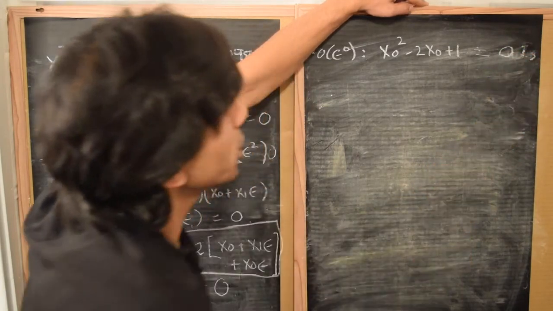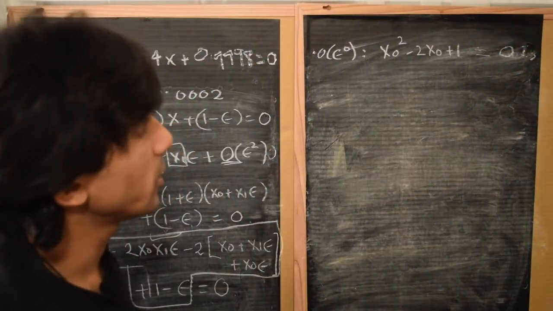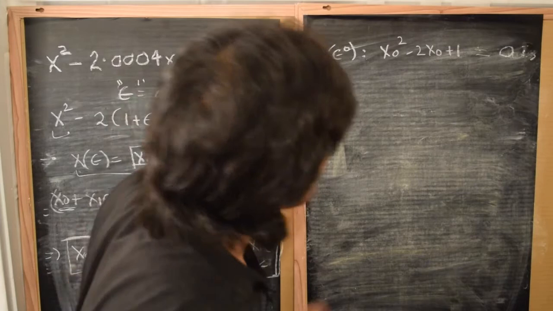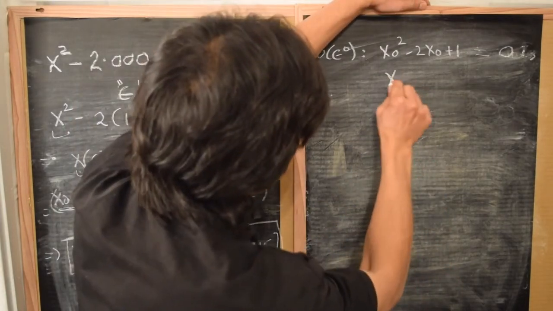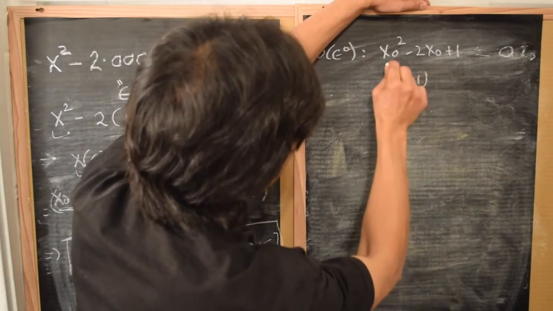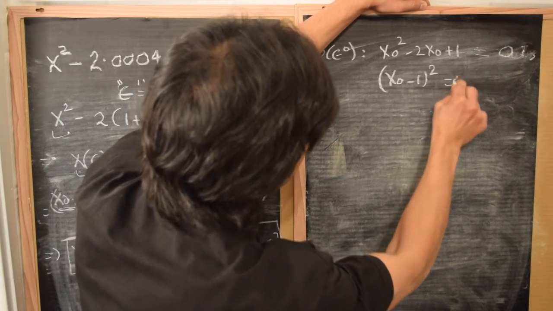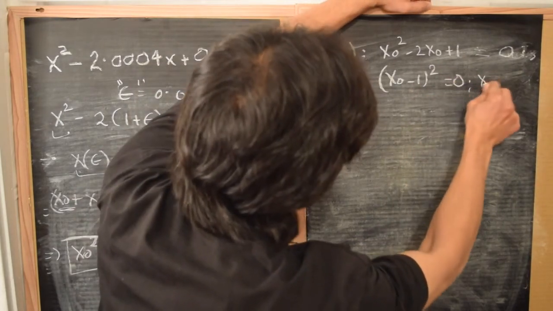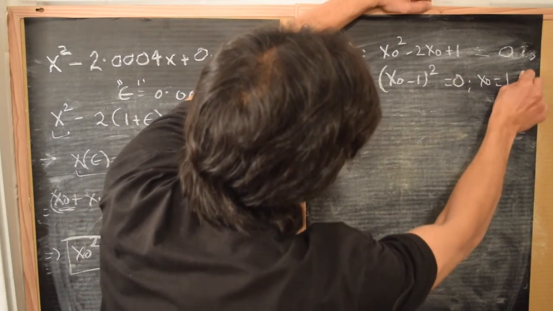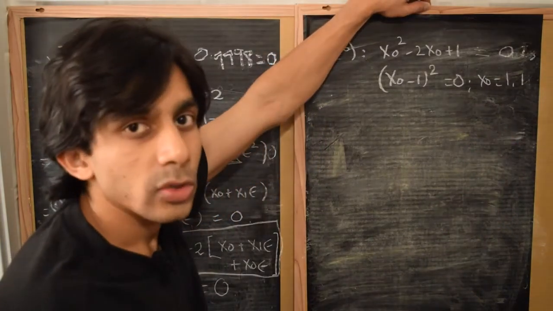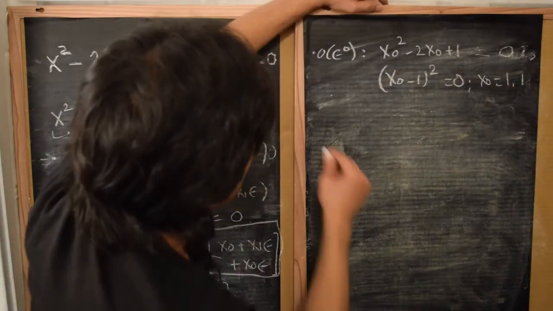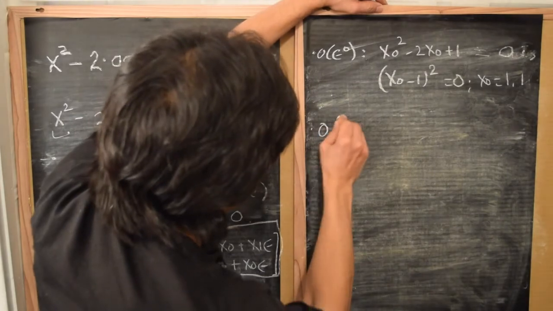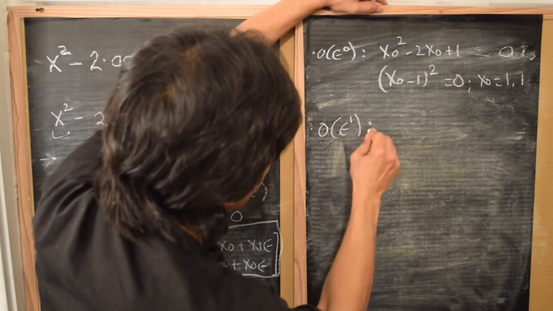So that's our 0th order approximation to the roots of this equation. Now if we solve this, we find that this can be expressed in the form x naught minus 1 whole square equals 0, and that gives us x naught is 1 comma 1. So we have a double root at x naught equals 1. Okay. What about the next order, epsilon to the power of 1?